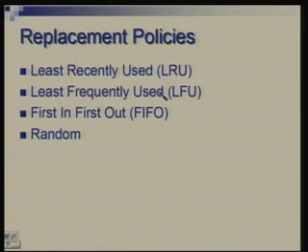Alternative strategies are least frequently used. Instead of counting when was it used last, you keep track of how often it was used from the time it was brought. Or you could use a simple FIFO approach, where the one which was brought in earliest gets thrown out, or you may do it randomly, of course, that means you do not think, just arbitrarily replace something. All these are some kind of heuristics. Okay. What has been found in practice is LRU is most suitable.